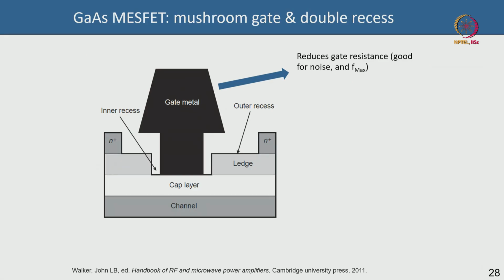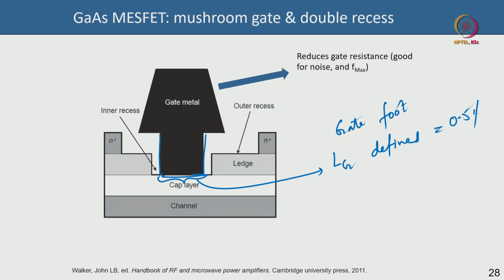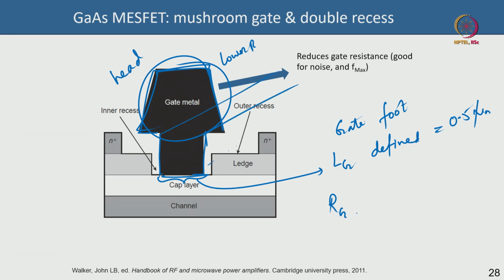Where the bottom of the gate, this point, is still Lg. This is called the gate foot. The foot of the gate is still Lg, which could be say 0.5 micron. However, the top of the gate, this part, is called the gate head. The gate head could be wider, and this will lower your gate resistance, because you have a very large, very wide gate metal. Your total gate resistance is because of this line and also because of this line, right.